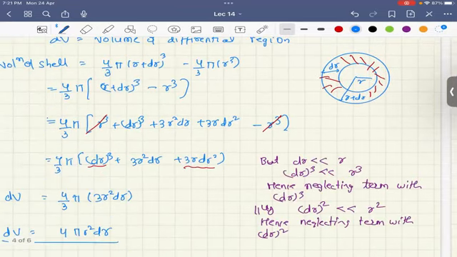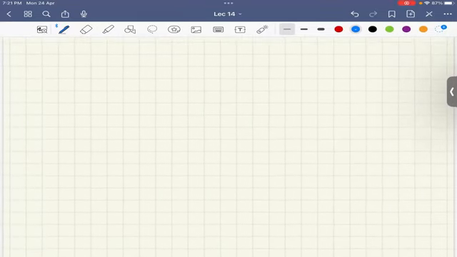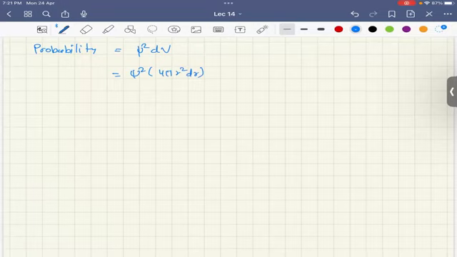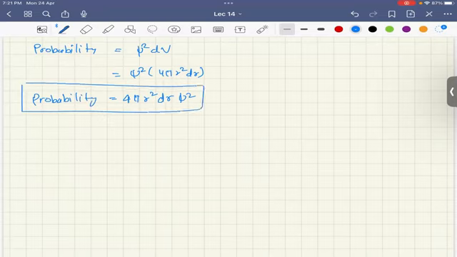When we do it, we get the probability, which is psi square dV, psi square into 4 pi r square dr, which is nothing but 4 pi r square dr into psi square. This is a very important expression. This gives the total probability of finding the electron at a particular distance r, and this is also called the radial probability. The plots of probability as a function of distance from the nucleus are called the radial probability distribution function, or RDF.